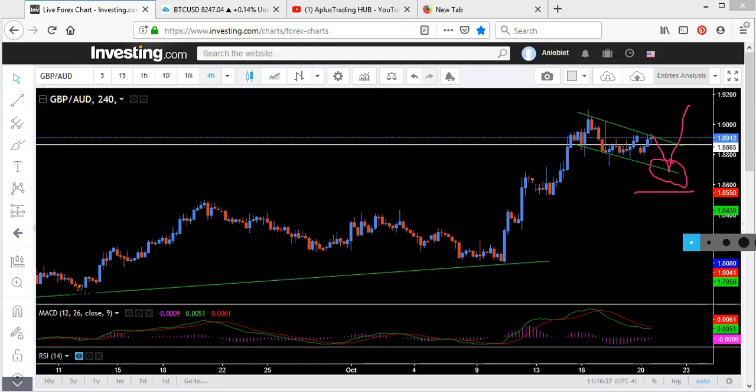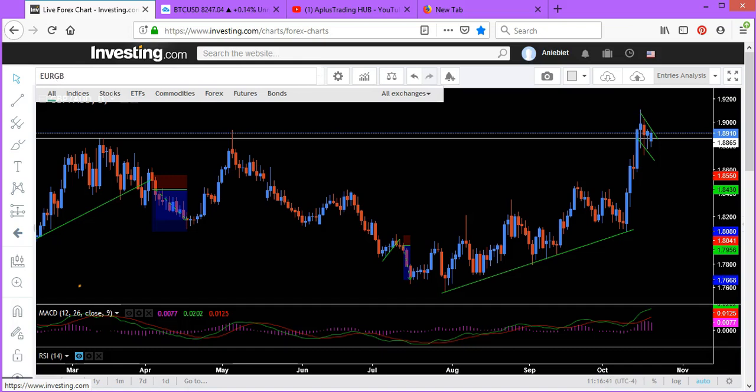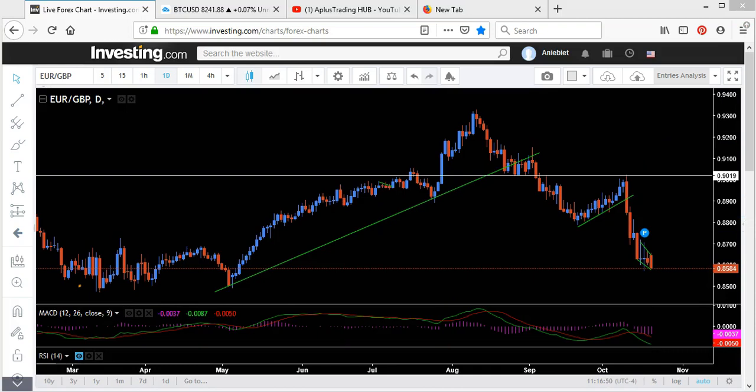So let's look at another example. We check Euro GBP. Remember, the MACD moving average is the green moving average down here, and you can see it has crossed below the signal moving average. The signal moving average is the red one, so it has crossed below. So we are going to look for selling opportunities now.